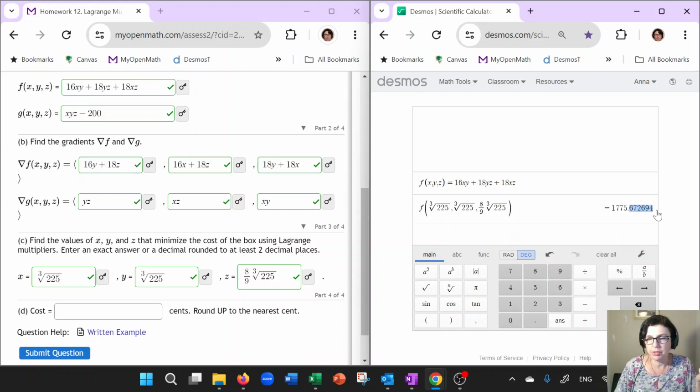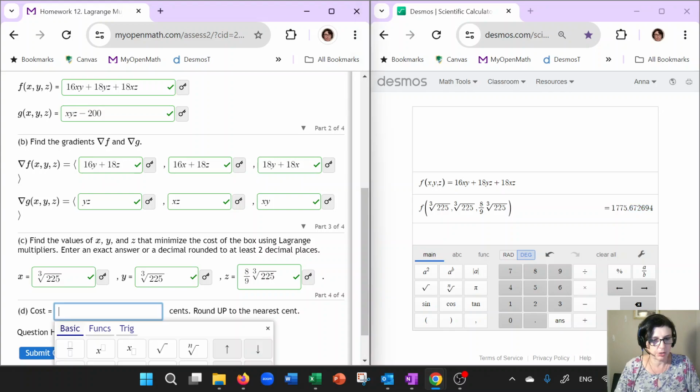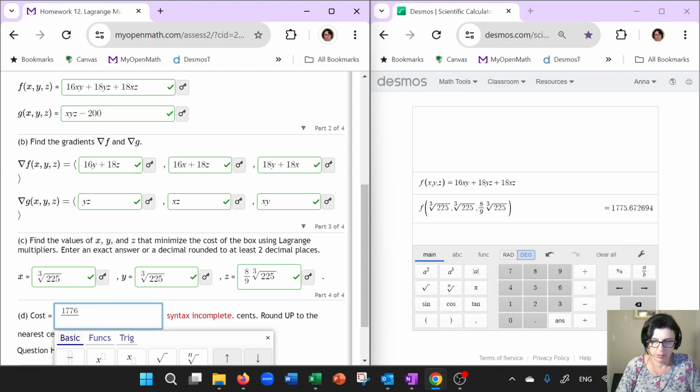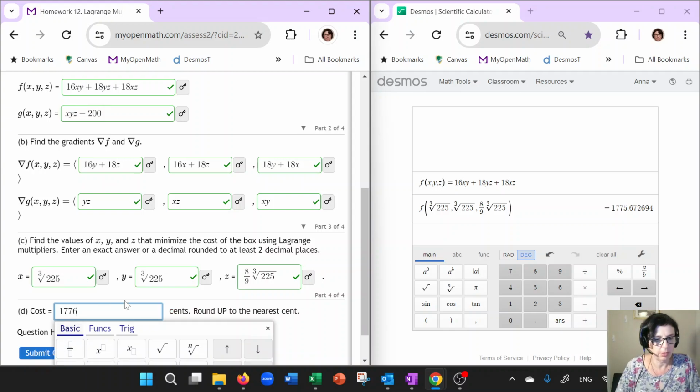Instead of 1775, you're going to get 1776. So that's your answer. So even if this number 6 was like a 2 or something, you would still enter 1776, which really means it's $17.76. That's how much it's going to cost. Oops, hold on. 1776. Okay, I just messed it up, but let me submit it.